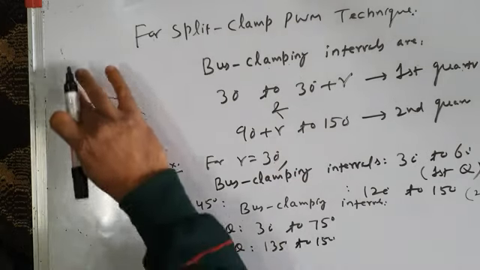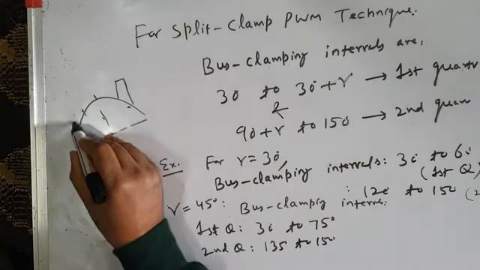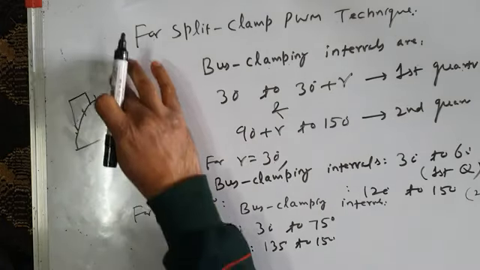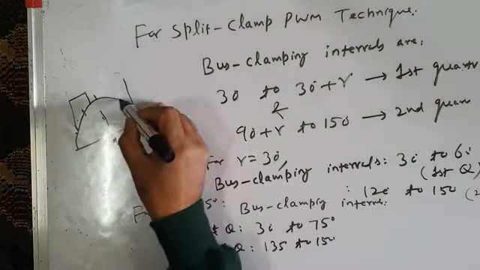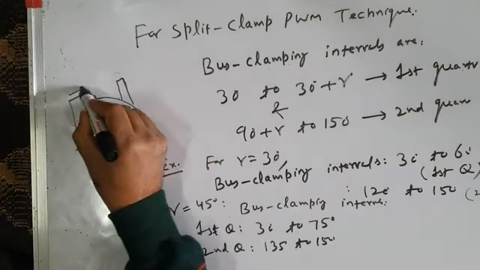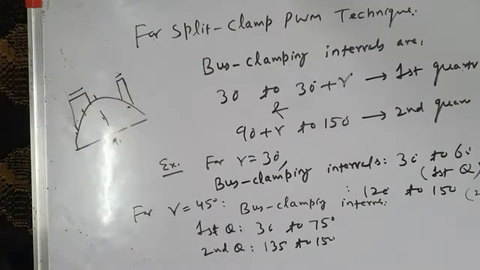So it is something like this. In the first quarter, 30 to 75 degrees for a longer period, and in the second quarter, 135 to 150 degrees, a short clamp. This is a 45 degree clamp. This is a 15 degree clamp. Okay. So this is for gamma equal to 45 degrees.